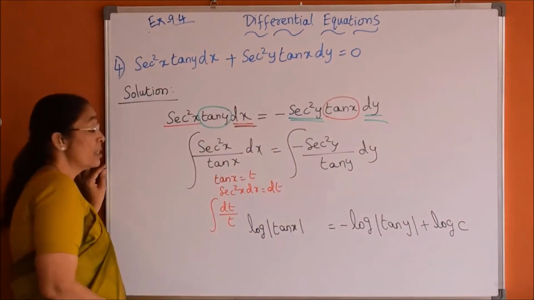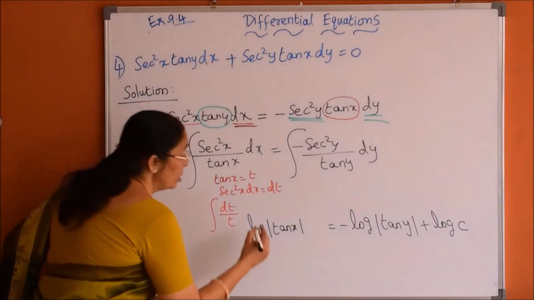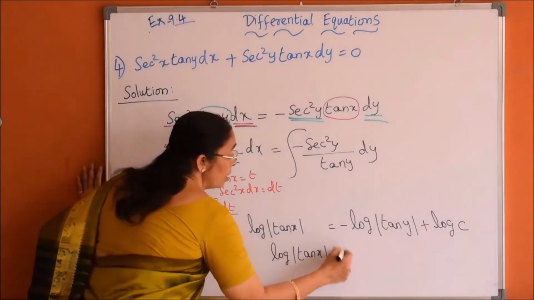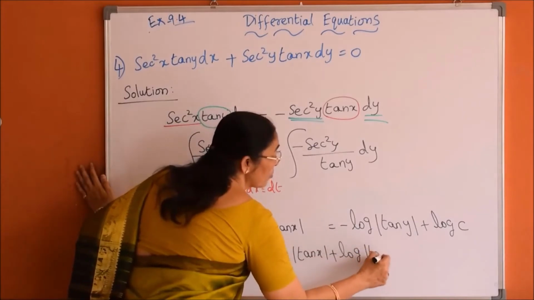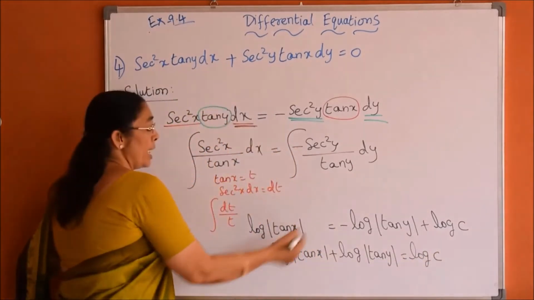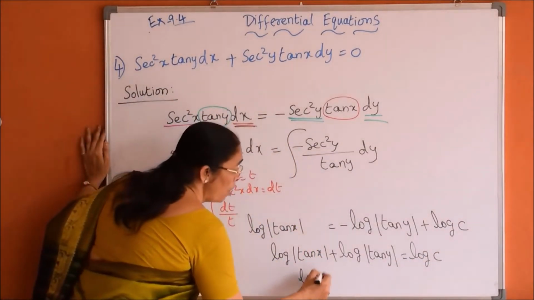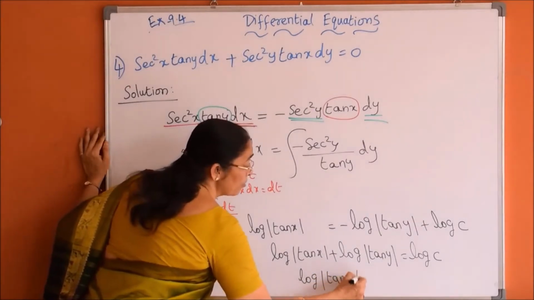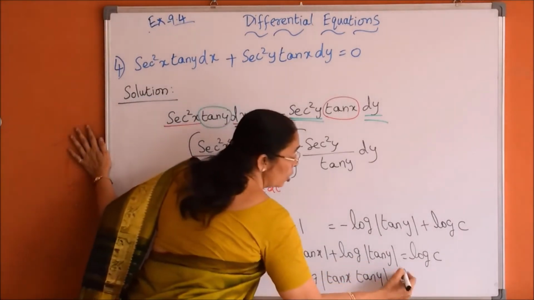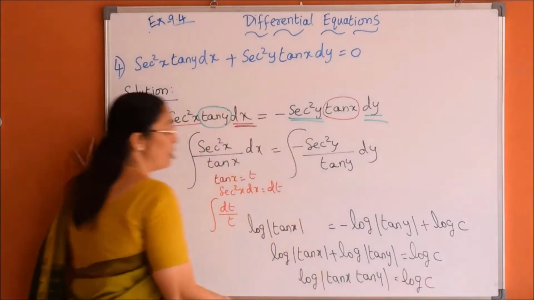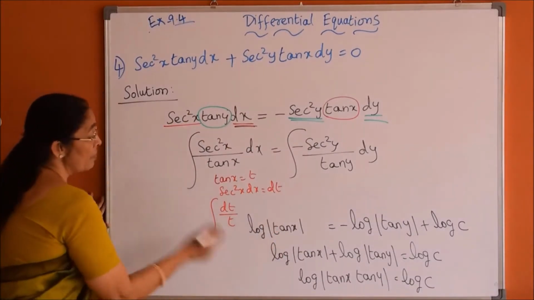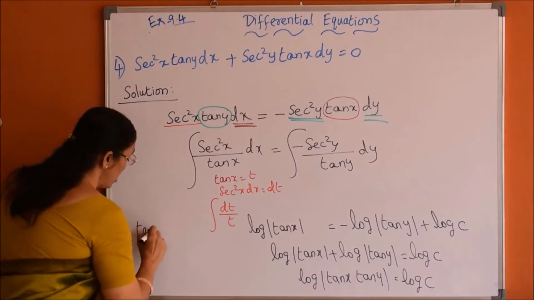Now let us do the simplification. We can bring it to one side. So we will get log mod tan x plus log mod tan y is equal to log c. Now using the formula log a plus log b is log ab, we get log of tan x into tan y is equal to log c. Now again another formula, log a is equal to log b implies a is equal to b. So using that, the solution is tan x into tan y is equal to c.